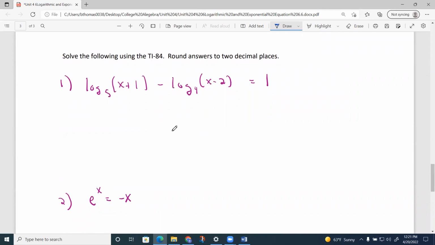So if I want to use a TI-84 calculator, I don't have one with me at this time. But what we can do is graph each side. So if we want to graph y equals the log of x plus 1 base 5, notice how we don't have the same base, so we can't put those together. You can type this in just as it is, because you do have that special key on the calculator. It's under the math menu that you can use to graph it that way.